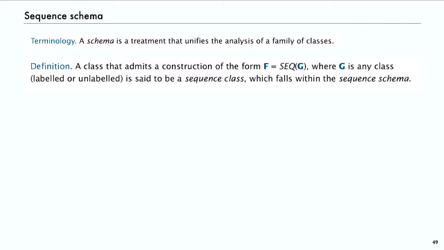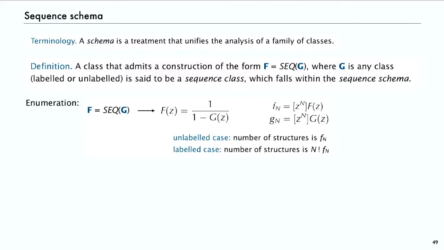So for example, what we're going to talk about now is all combinatorial classes that are built using the sequence construction at the top level. So if a class has the form F equals sequence of G, where G is any class at all, labeled or unlabeled, then we're going to say that's a sequence class and it falls within the sequence schema. And then what we'll see is a way to get coefficient asymptotics for the sequence schema just in terms of the generating functions for these top level classes.